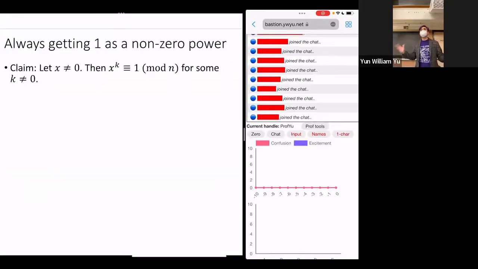And so because we now are going to be talking about proofs, we're going to walk through them a little bit carefully. So the whole point of a proof is that it's some logical chain of reasoning that allows you to get from step A to step Z with connections along the way that all are logical and make sense. So I'm going to make a claim, which is that if x is not equal to zero, then x to the k is equivalent to one for some k not equal to zero.